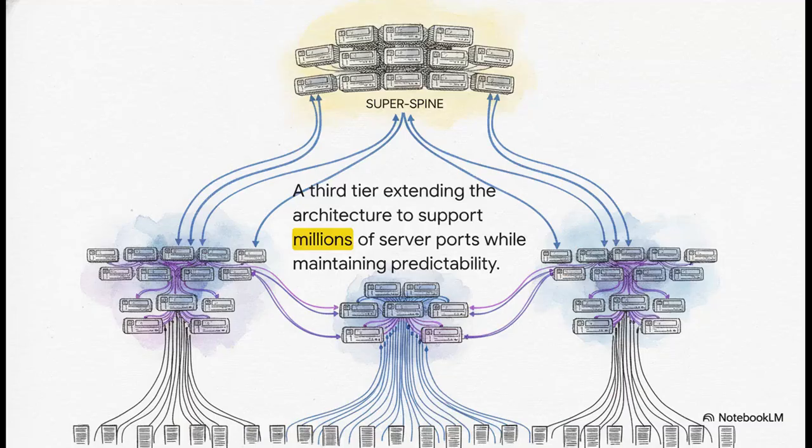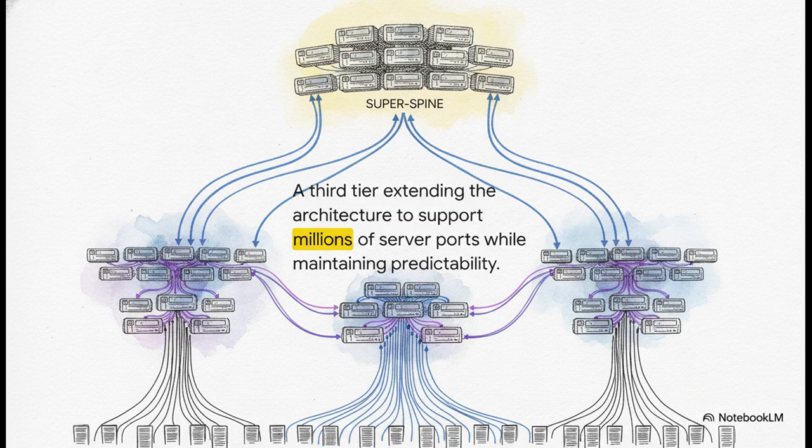Well, eventually, even this elegant model hits physical limits based on the number of ports a single switch has. So when hyperscale giants like Google, Microsoft, and Meta hit the port limits of a single spine layer, what do they do? They don't break the architecture, they extend it.